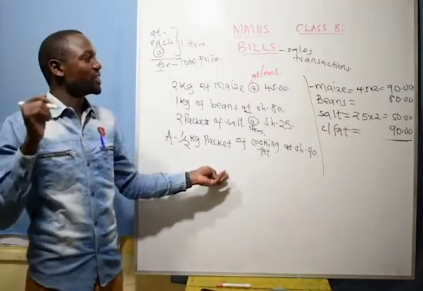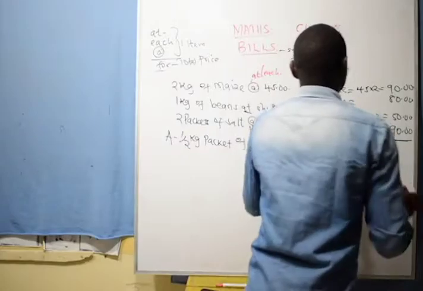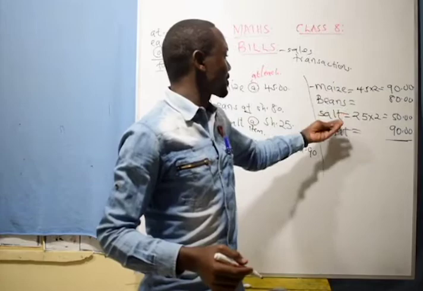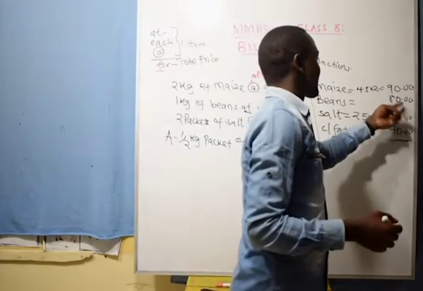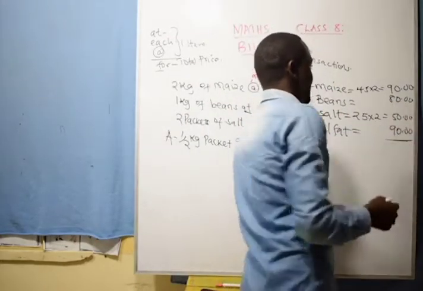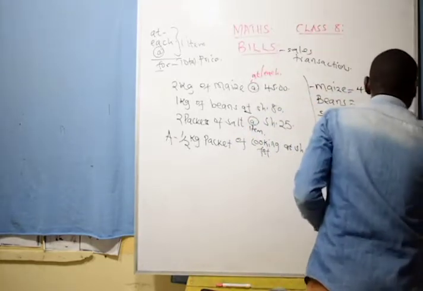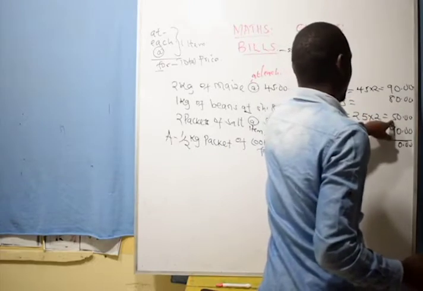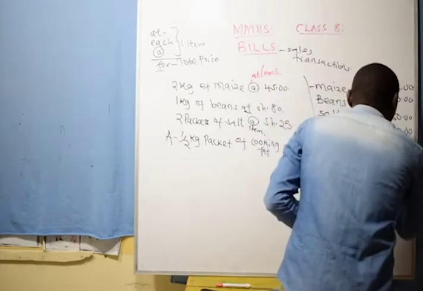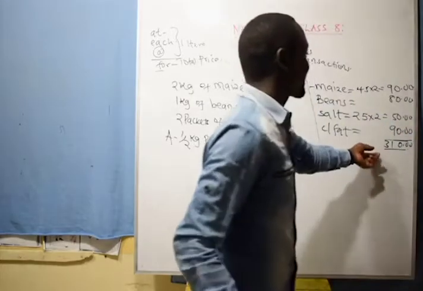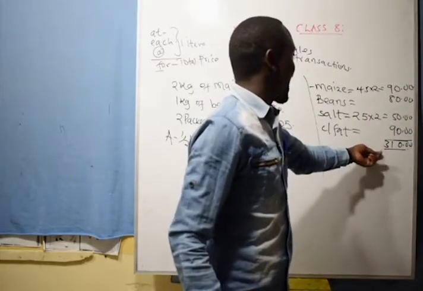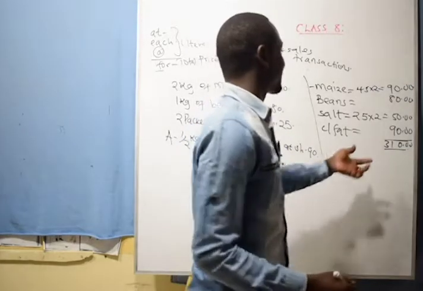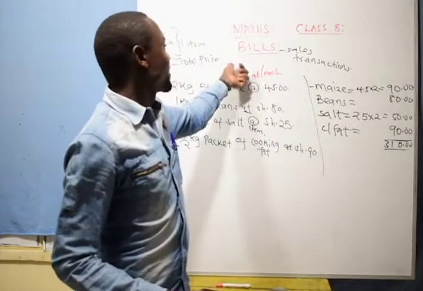So how much did he pay for the items? That means you are looking for his total bill. We just add the total prices for maize, beans, salt and cooking fat. That is 90 plus 80 plus 50 plus 90. 9 plus 8 is 17. 17 plus 5 is 22. 22 plus 9 is 31. That means he spent 310 shillings. That is the amount of money he spent buying those items.